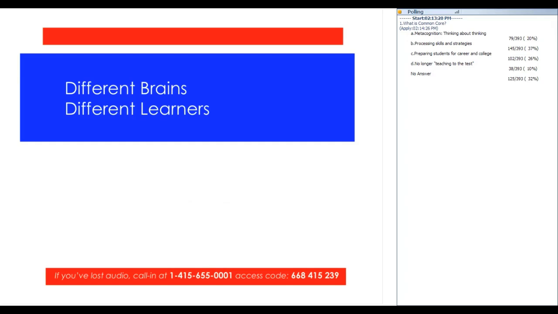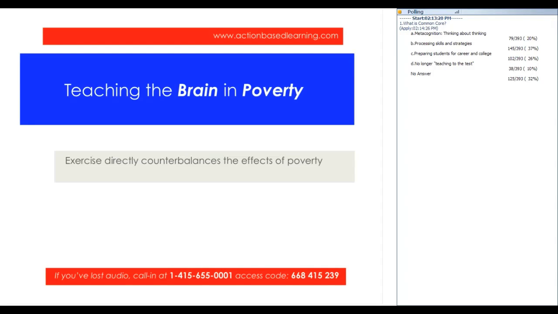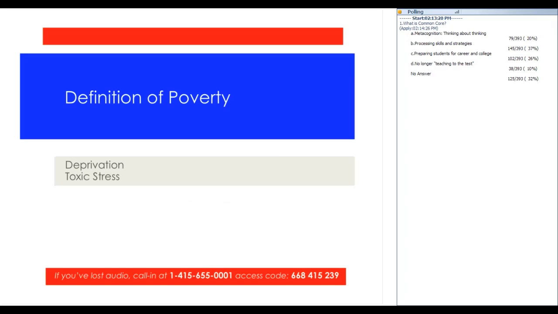I am so excited to show you this new information about teaching the brain in poverty and how exercise directly counterbalances the ill effects of poverty. Now, when I say the word poverty, most people think of low socioeconomic status. The actual definition of poverty is deprivation, being deprived. Another definition, toxic stress. When the brain is under that much stress, it changes.